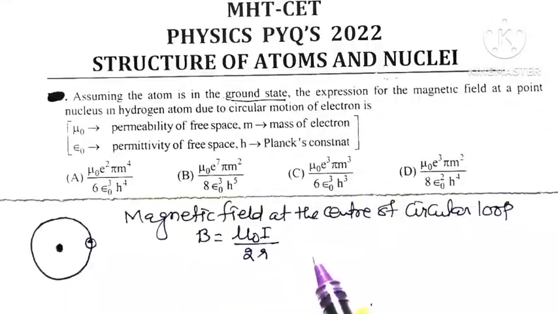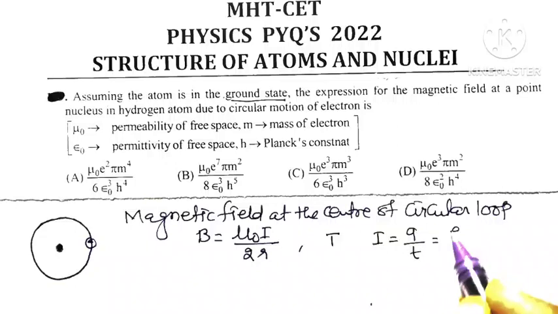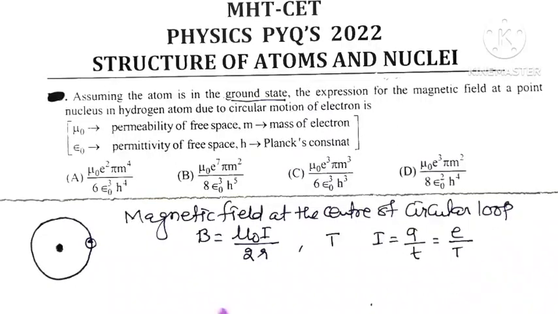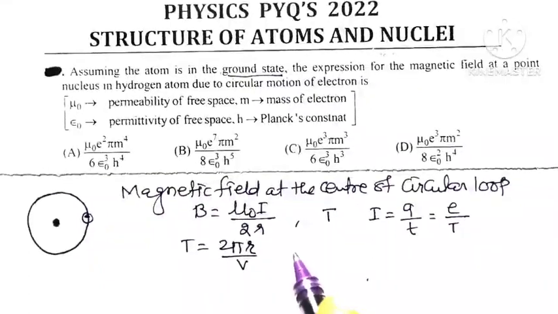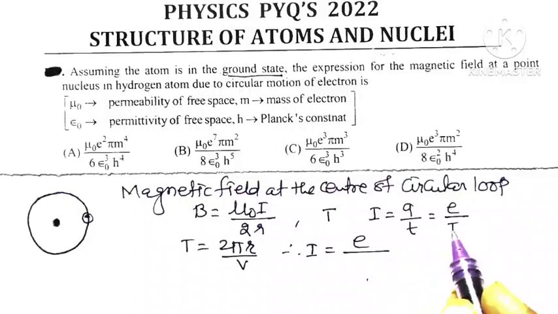Now if capital T is the time period, or the periodic time, then we know current I is nothing but the rate of flow of charge, that is equal to E divided by T. But time period T is equal to 2 pi R divided by V. Therefore electric current I is equal to E divided by, and in place of time period we can write 2 pi R divided by V. Now it comes into the numerator.